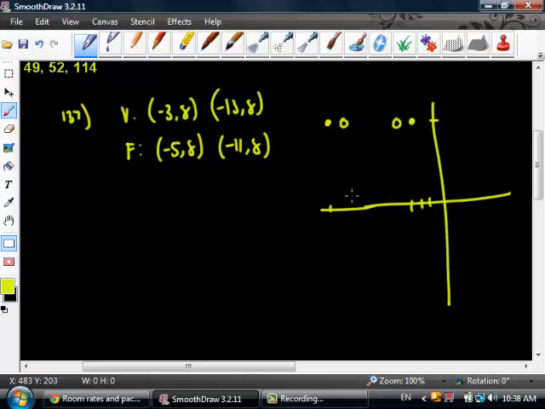All right, what type of ellipse is this going to be? Devin, what kind of ellipse is this? It is horizontal, it's sideways. Good.